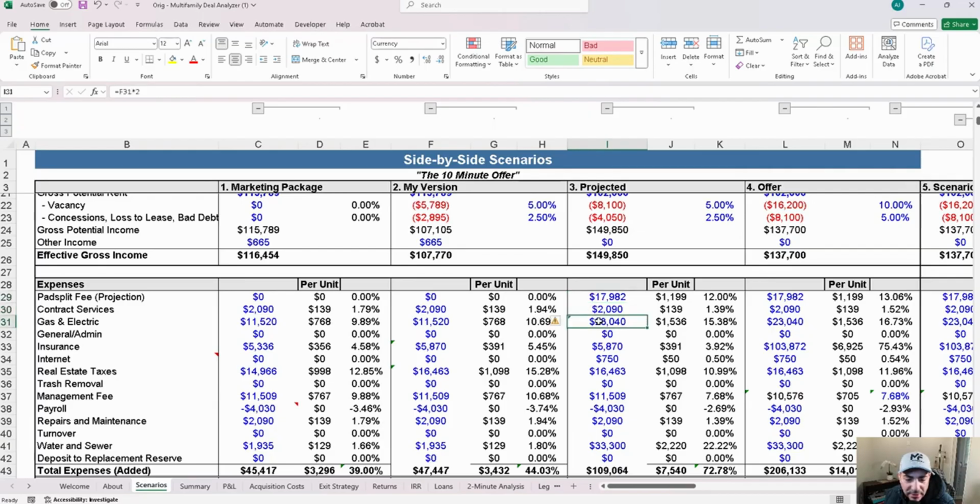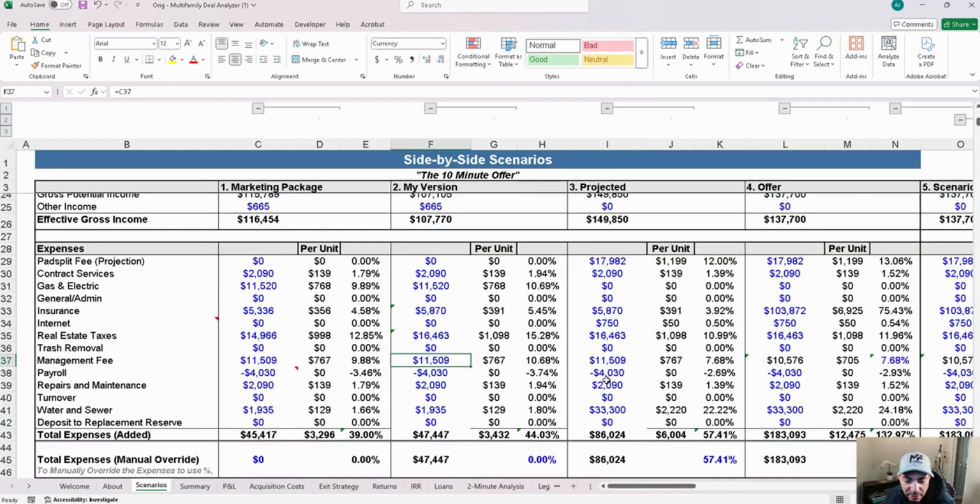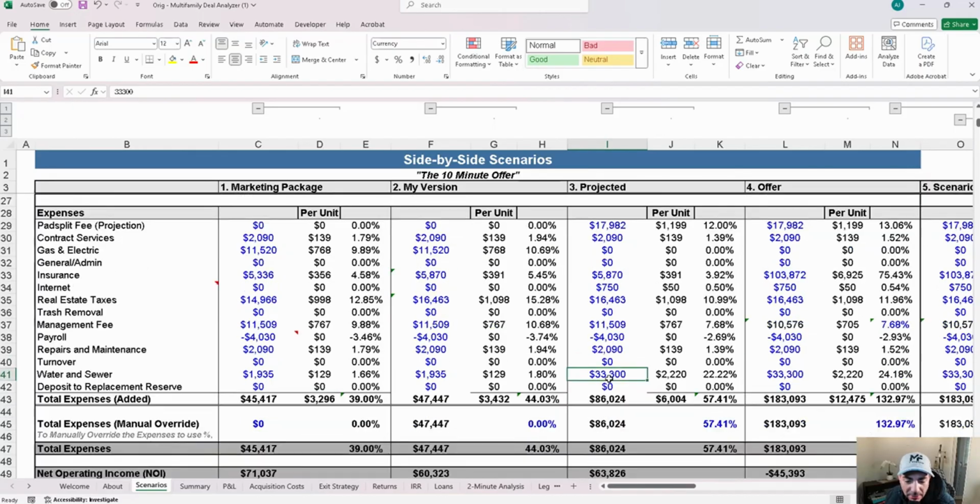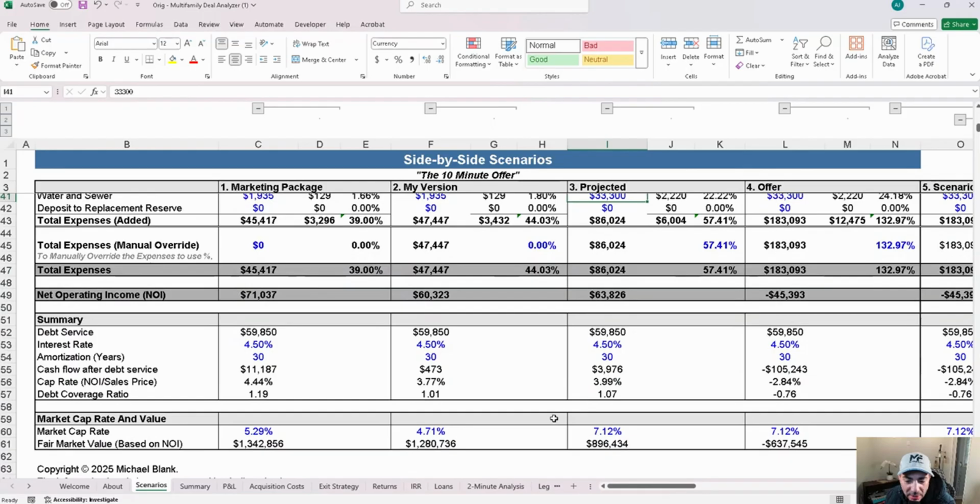Then the contract services, gas and electric. Actually, I noticed that tenants pay this, so I can delete it. Insurance, internet, I'm going to add internet service for them. Real estate taxes. What else? Management fees, I'm going to hire property management, well, it's already there. I still need to find out where the $4,000 is coming from, but it's okay, it's not a huge amount. And then water and sewer. So I'm adding up water and sewer here. My cash flow is still low.